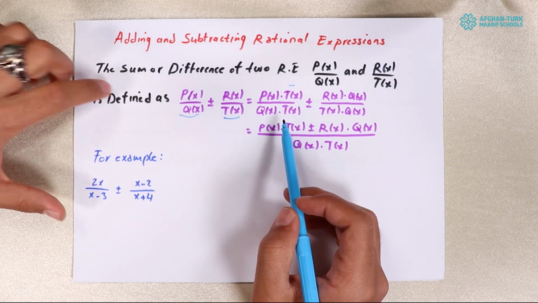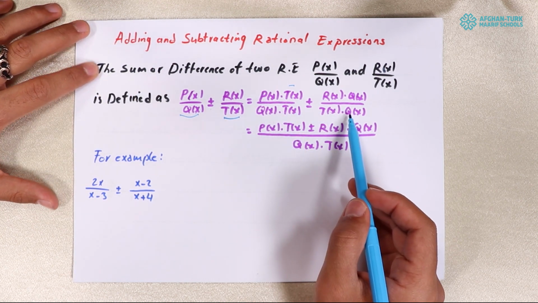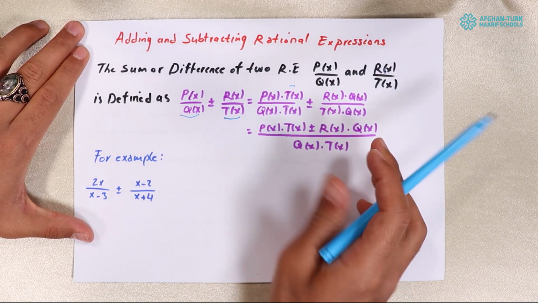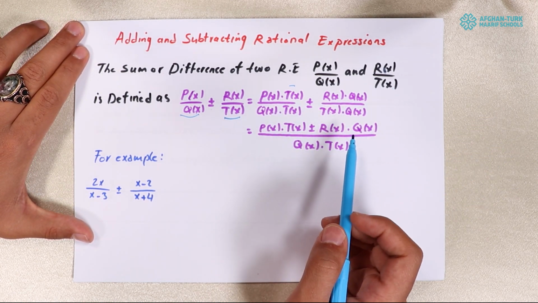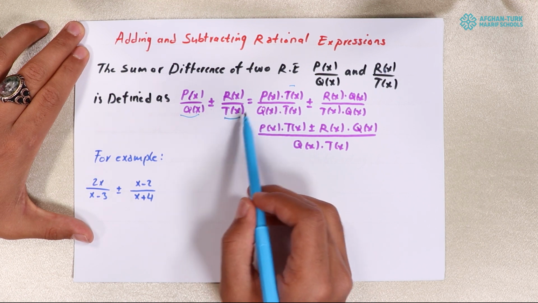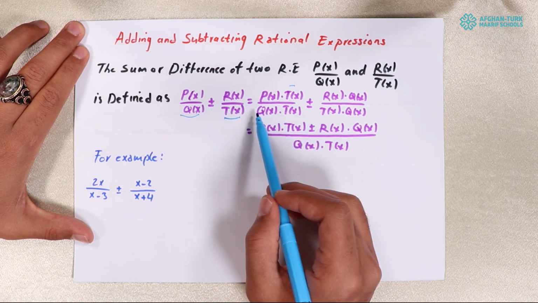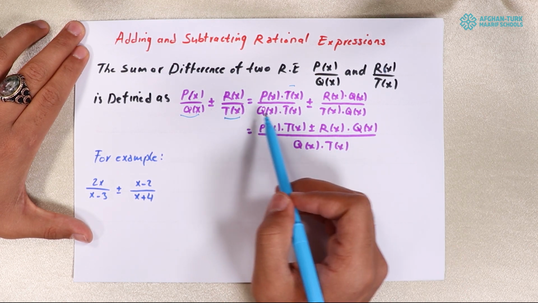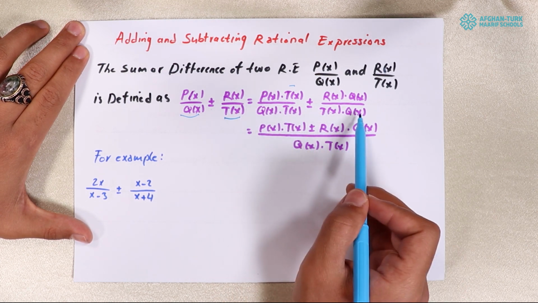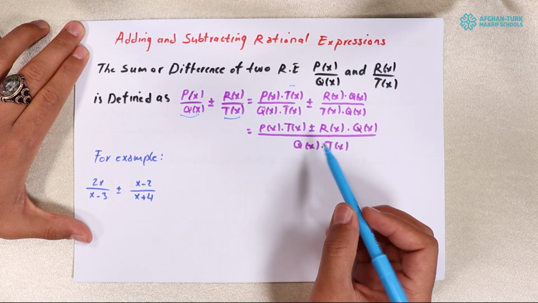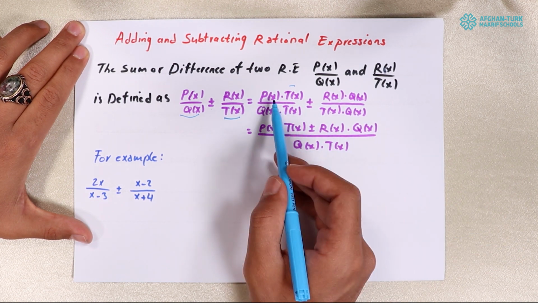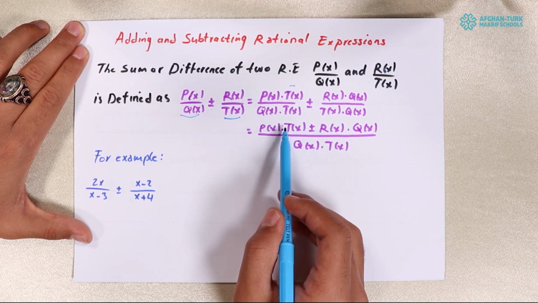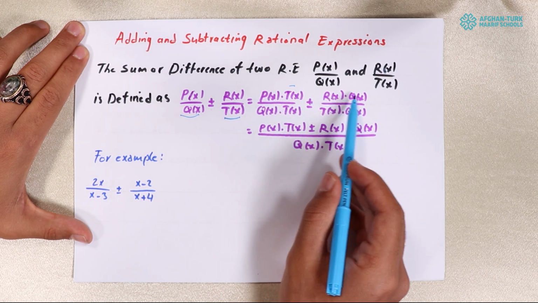Look, q of x, t of x, t of x, q of x. Then if the denominators are the same, we just add or subtract the numerators. This solution works because we make the denominators the same. So with q of x, t of x, t of x, q of x, the denominators are the same. We take just one denominator and add or subtract the numerators, p of x, t of x, plus or minus r of x and q of x.